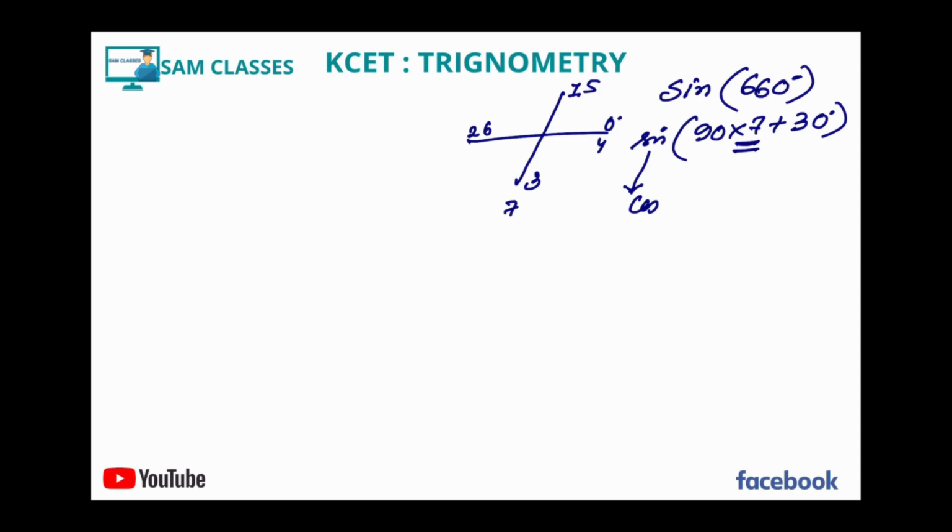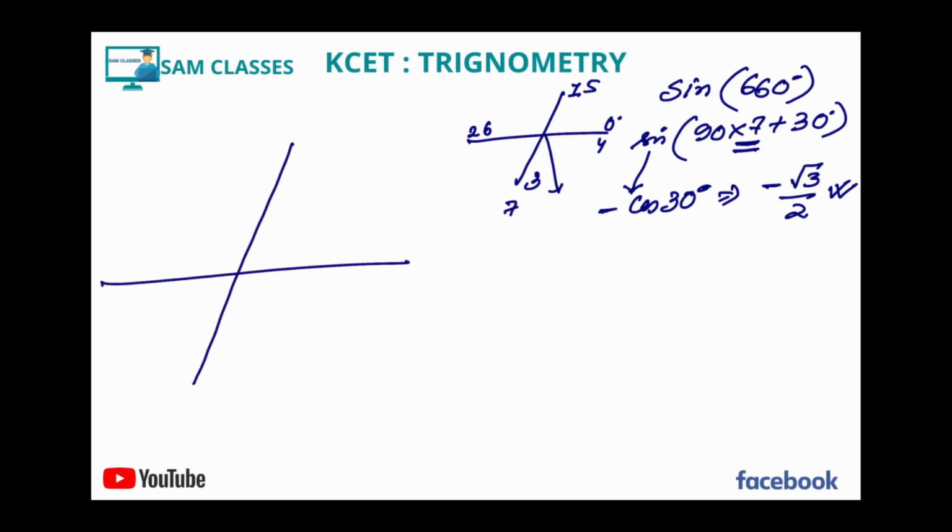So it starts from 0, 1, 2 (90), 3 (90), 4, 5, 6, 7. 7 plus 30 means fourth quadrant, so the sign will be what? Negative, and then 30 degrees. So minus cos 30 is how much, student? Minus cos 30 is nothing but minus root 3 by 2. So very simple, you can solve it like this.